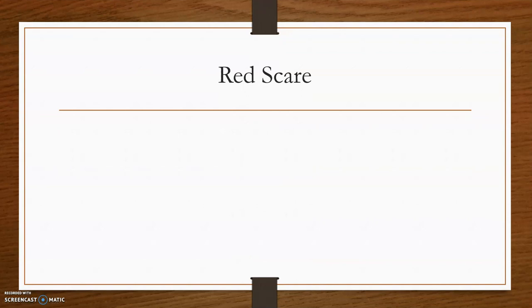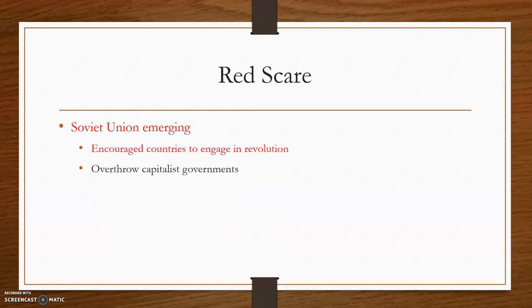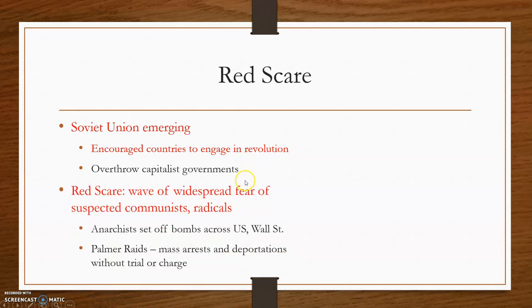So the next major American debacle, you could call it, is the Red Scare. Like we talked about before, this is the period of the Soviet Union emerging onto the world stage, coming out of the overthrow of the former Russian government by Vladimir Lenin. And what you're going to see is the Soviet Union encouraging other countries to engage in the same type of revolution. They're telling their people to overthrow capitalist governments for a communist government instead. And a couple countries in Central and Eastern Europe will follow suit. In the United States, this spreads a huge wave of fear about communists and radicals. So this is known as the Red Scare.